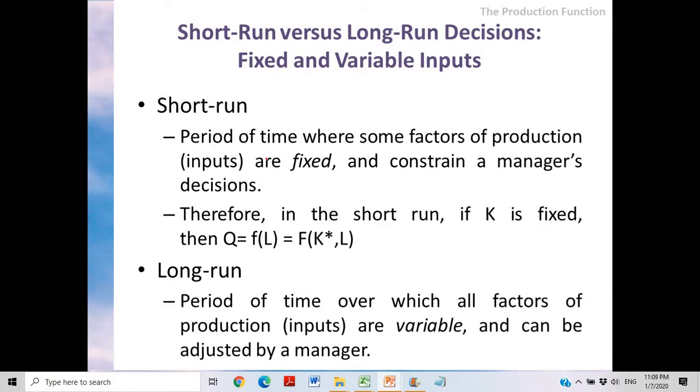In the short run, it refers to a period of time where some of the inputs or factors of production are fixed. When it is fixed, it constrains the manager's decision. This K star here shows that the capital is fixed. So when there is at least one fixed input, it is a short run case. Meanwhile, long run is a period of time where all factors of production are variable, and when we say variable, the inputs can be adjusted.